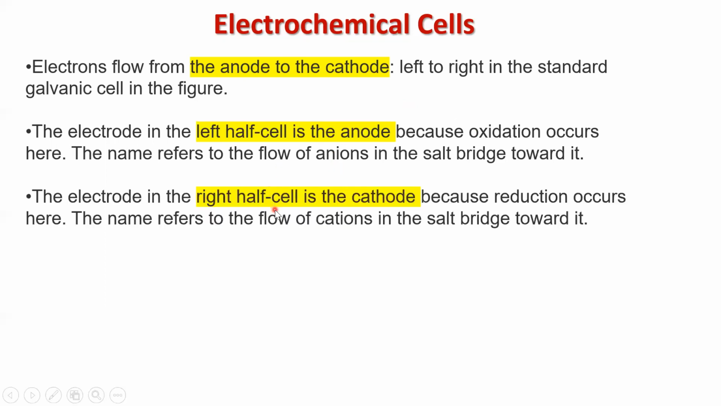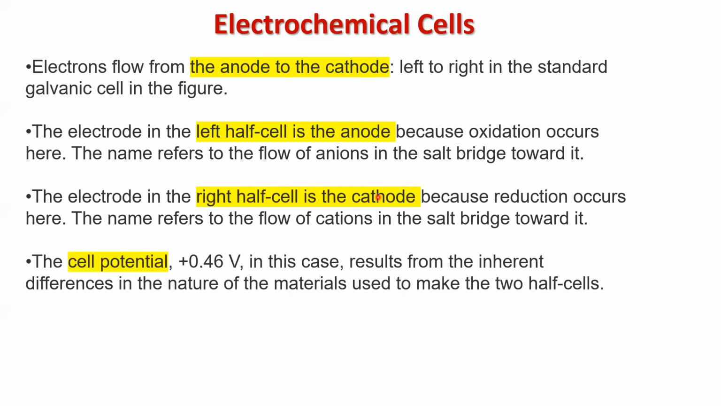And when we look at the right-hand compartment, it's the cathode compartment. The cathode compartment is where reduction takes place. And the reason it's called the cathode compartment is because as the negative electrons build up on the right-hand side, cations flow into the cathode compartment to keep it neutral. That's why it's called the cathode compartment.